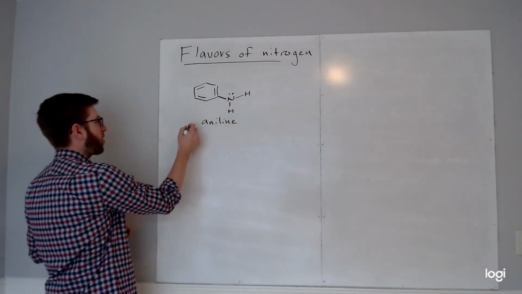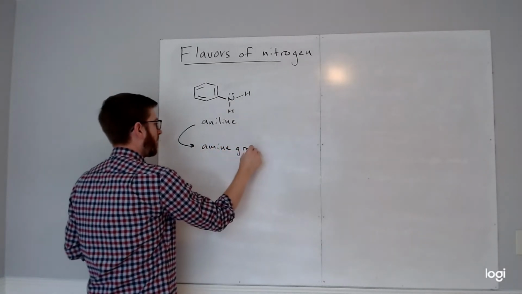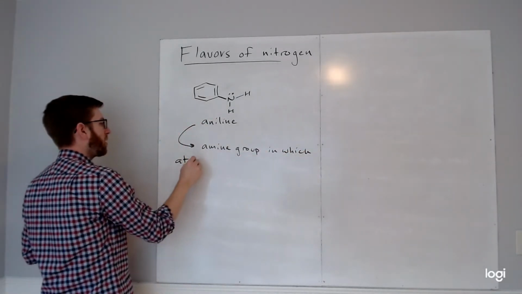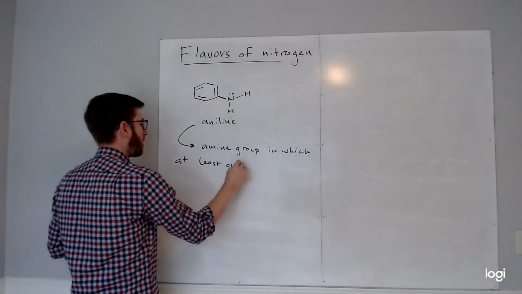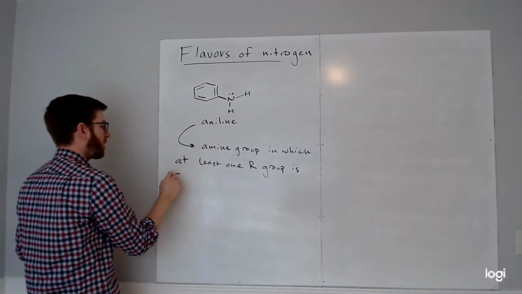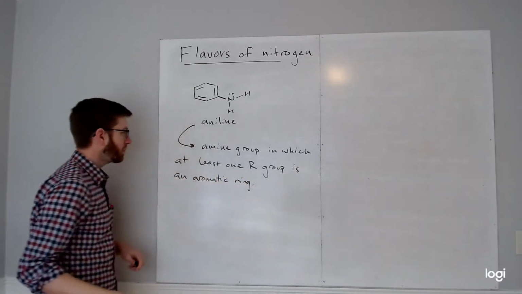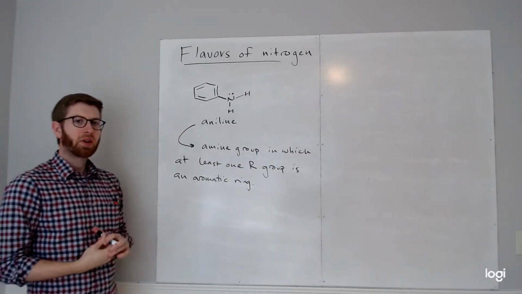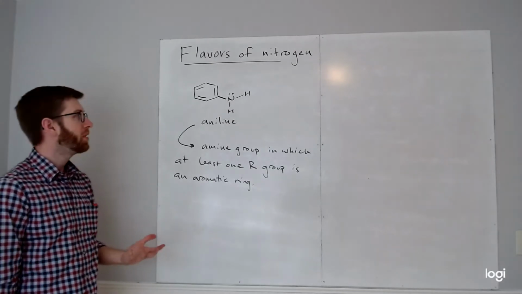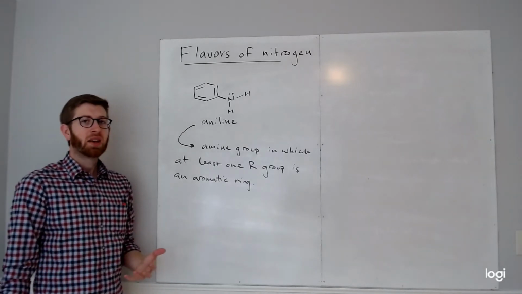So a kind of working definition of an aniline is an amine group in which at least one R group is an aromatic ring. So these anilines have a great deal of historical importance for organic chemistry. The birth of organic chemistry as a discipline basically comes from the chemistry of anilines, because these compounds, once they start to react, can become highly colored.